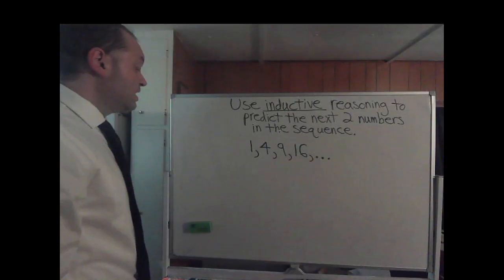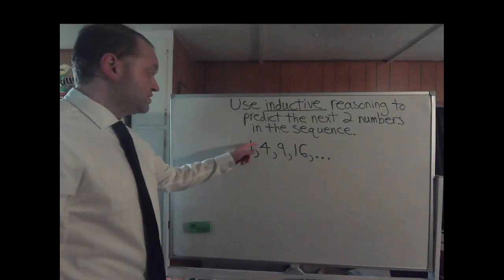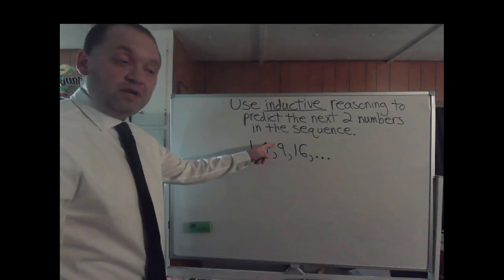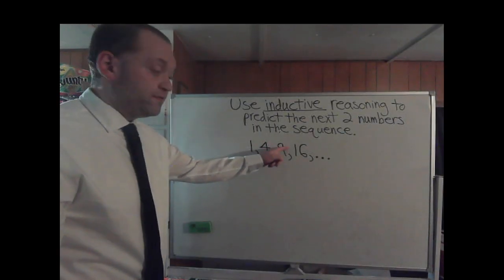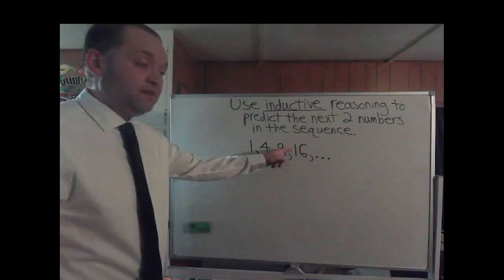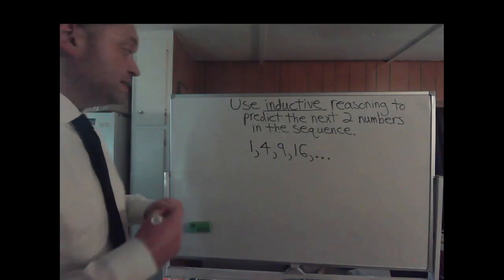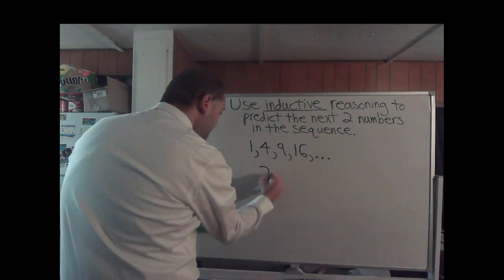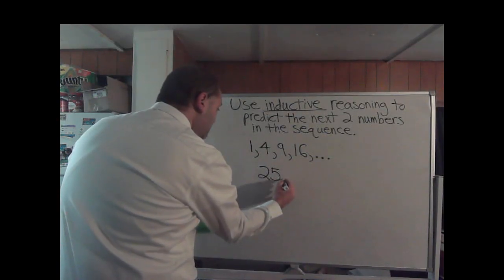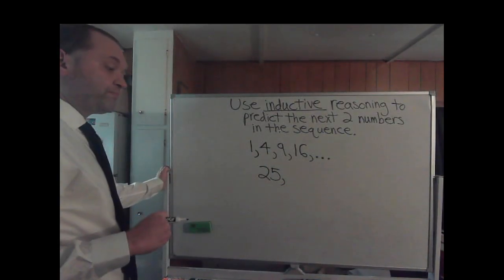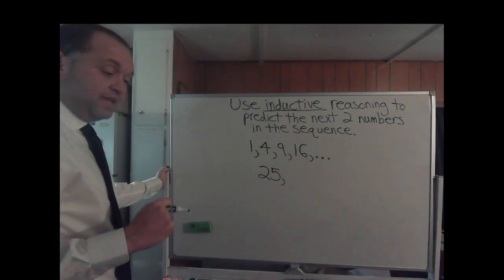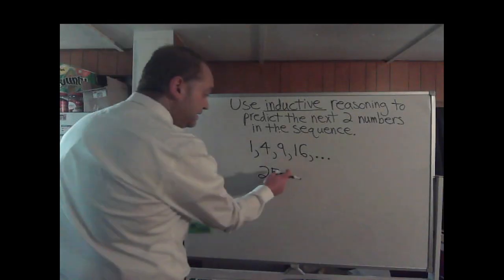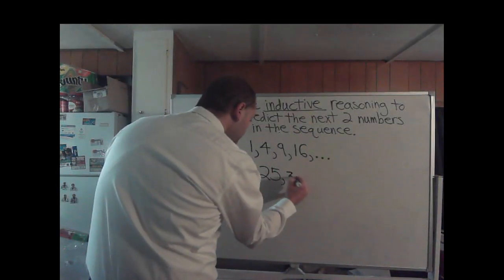Well, it looks like between the first and second number it goes up by 3. Between the second and third it goes up by 5. Between the third and fourth it goes up by 7. So that would lead us to believe that the very next number is going to go up by 9 from 16, which would give you 25. Which could only mean that the next number after that, based on this inductive reasoning, would go up by 11 from 25, which would be 36.